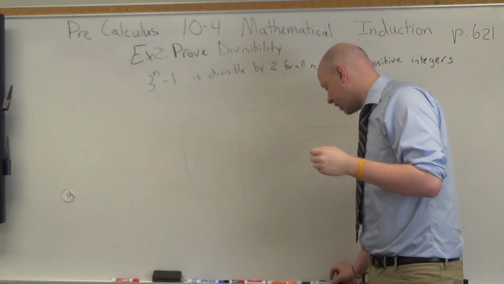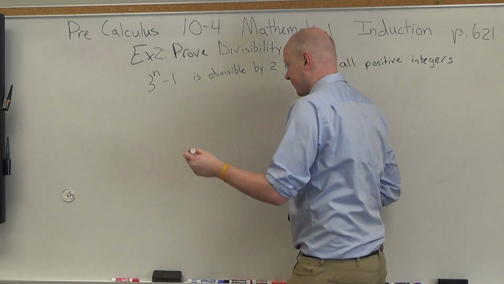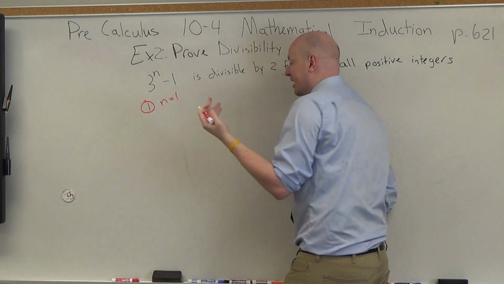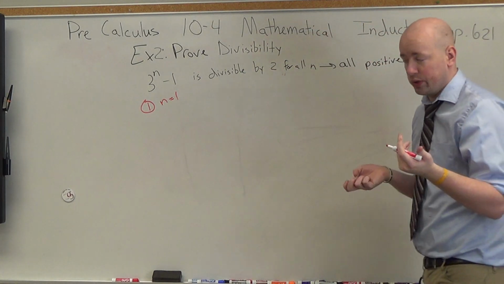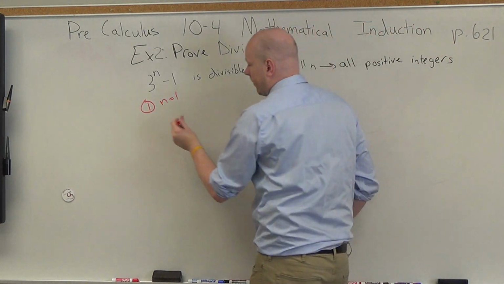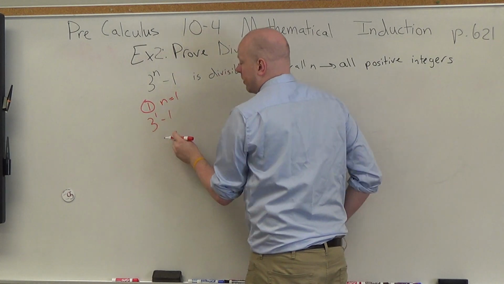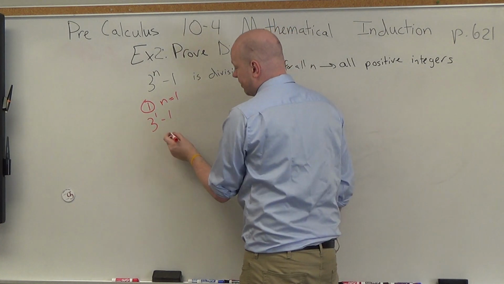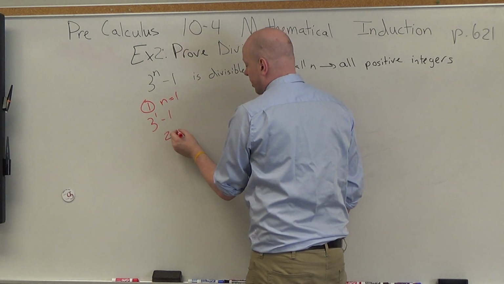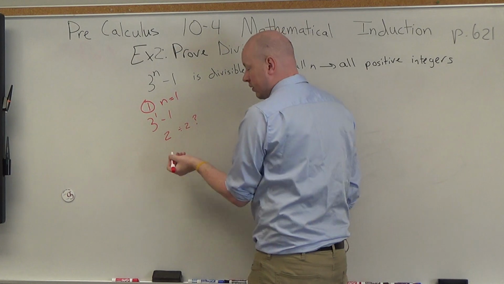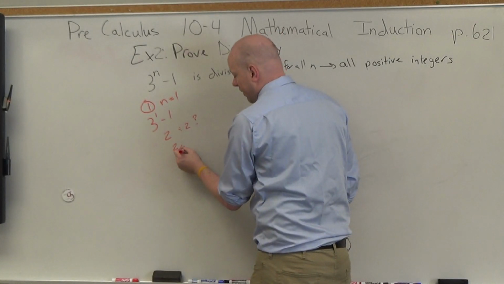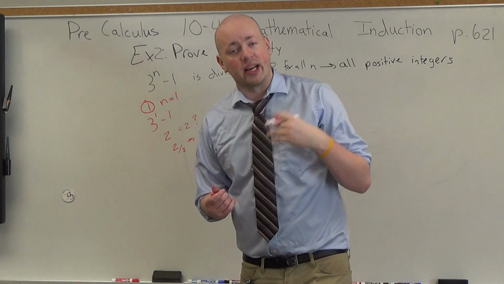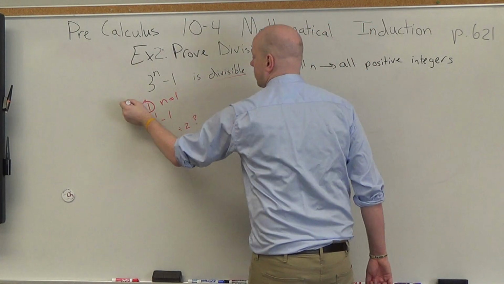Well, again, I would always start with my base case. So my n equals 1, because this is the easiest case. Again, it's my smallest positive integer, so it's just easy. Don't make things too hard. 3 to the power of 1 minus 1. Well, 3 to the power of 1 is just 3. Minus 1 gives me 2. Is 2 divisible by 2? Naturally. 2 divided by 2 is 1. That's a whole number. Therefore, it is, again, divisible by 2. So the base case holds.